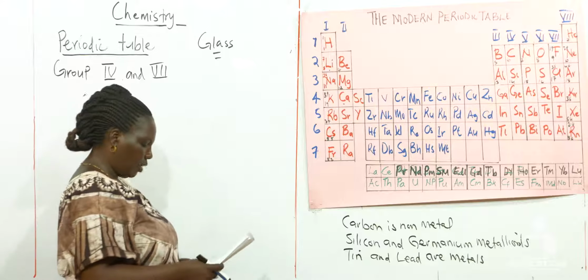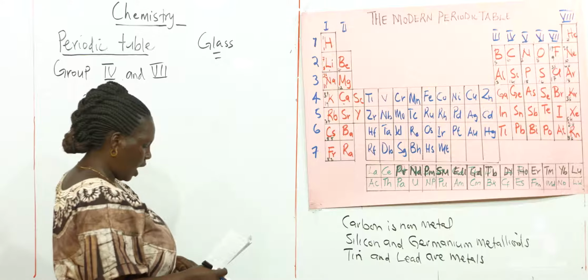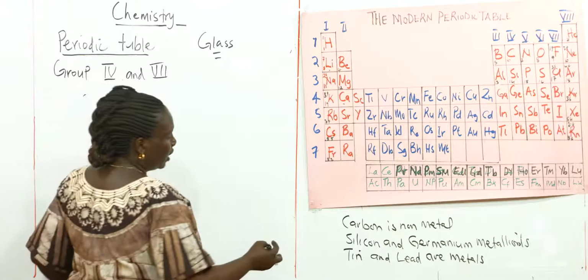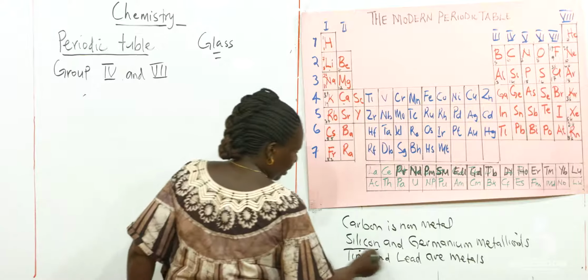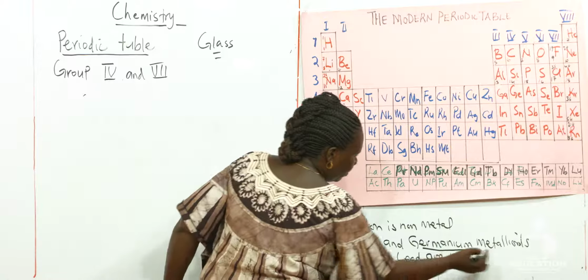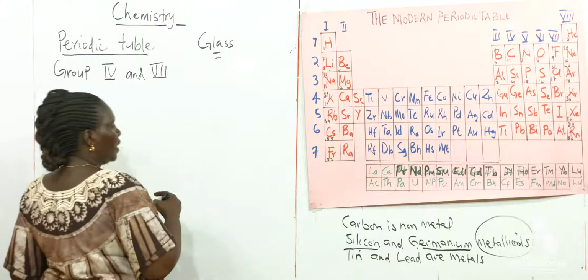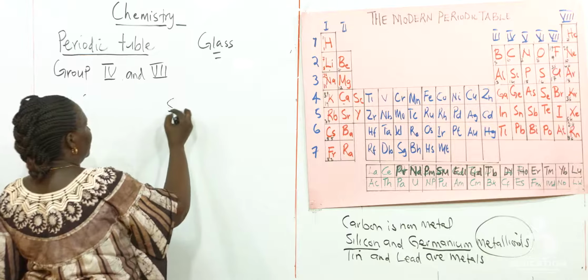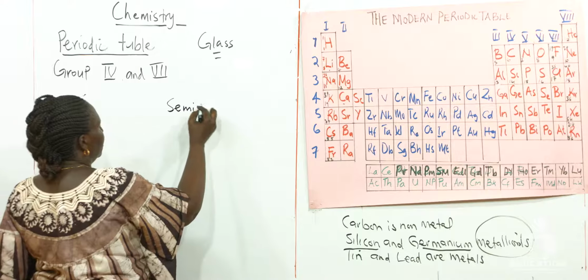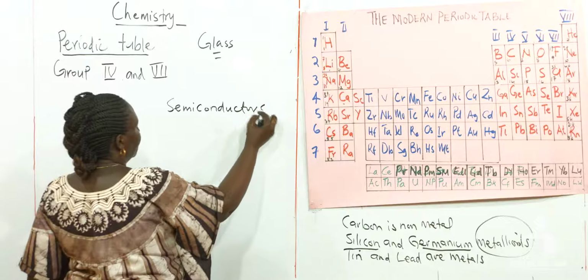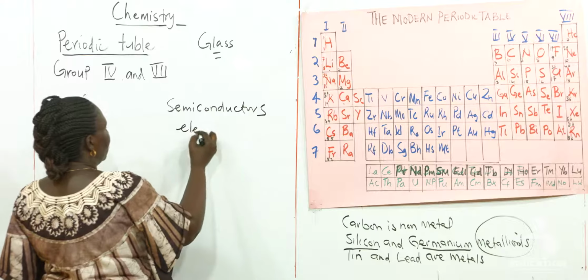Then we have silicon and germanium. As I said, silicon and germanium are metalloids, and they are used for making semiconductors in electronics.